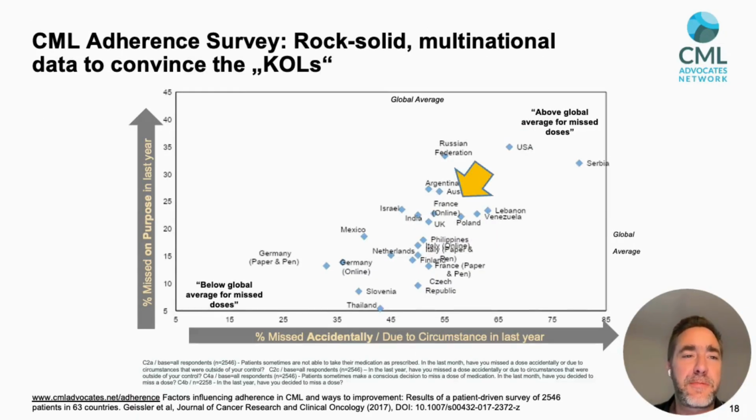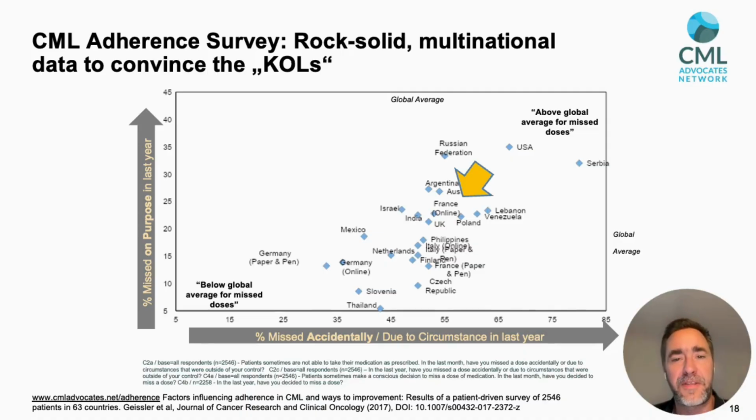And one thing that was interesting when we presented this at a medical conference was this chart. You can see on the vertical the missed doses on purpose in the last year. On the horizontal, the doses missed accidentally during the year. And you could see we mapped out the countries where we did the survey. And for example, one country, Australia, wasn't doing so well on that.